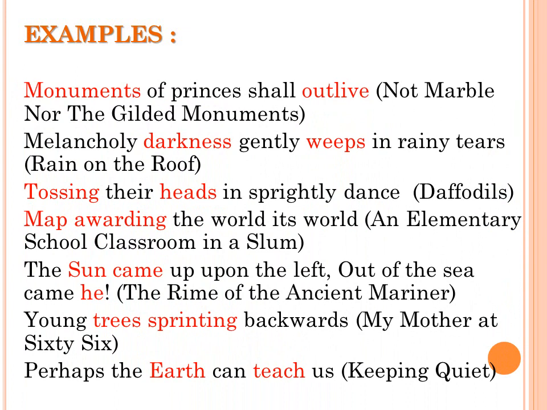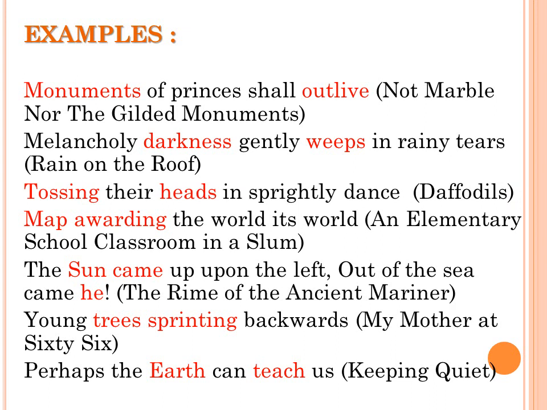Monuments of princes shall outlive. Here monuments are shown to live or outlive, which only human beings can do. There we have personification. Melancholy darkness gently weeps in rainy tears. Here darkness is presented or described as a lady who is weeping. As we can say, darkness cannot weep. Weeping is a human quality, which only human beings can do.